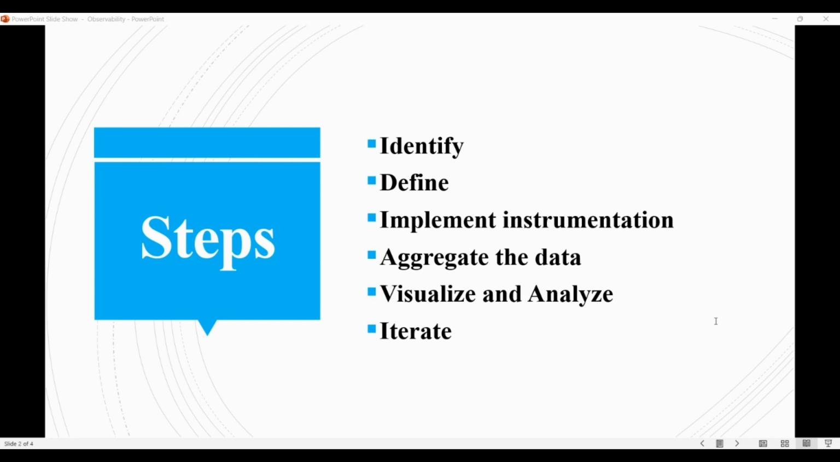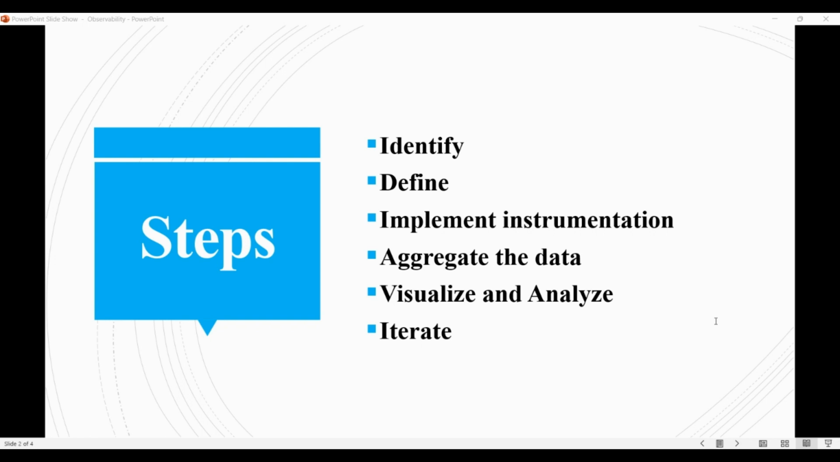Once we have identified and defined the metrics, we implement the instrumentation in the system to generate and collect the relevant data. This may involve adding code to the system to log events, collect metrics, or trace requests as they move through the system. Then we aggregate and store the data generated by the system. It's about using tools like logging frameworks, monitoring platforms, or databases to collect, store, and analyze the data.